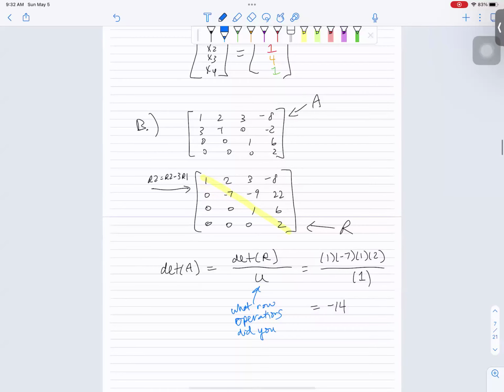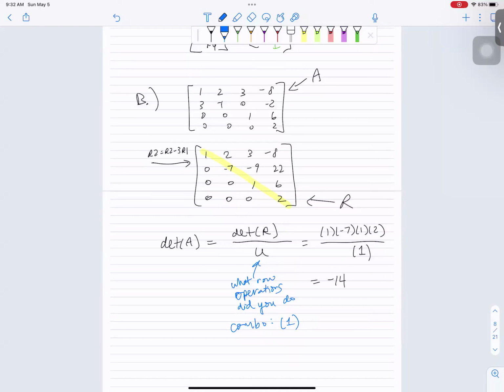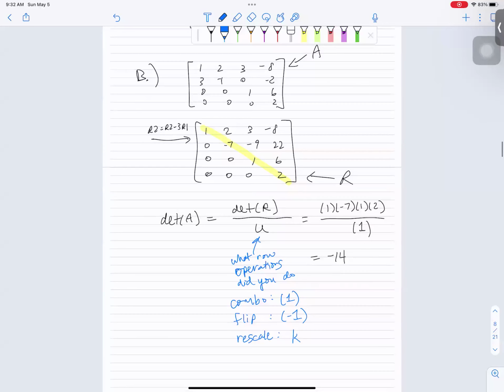So if you did a combination, you multiply by, like, a negative 1. If you did a flip, like you flip rows, you have a negative 1. And if you rescale, that means you multiplied by some constant k, right? So if I rescaled my whole row by 1/2, I would put a 1/2 here. If I rescaled my whole row by negative 500, I would put a negative 500 in the denominator.